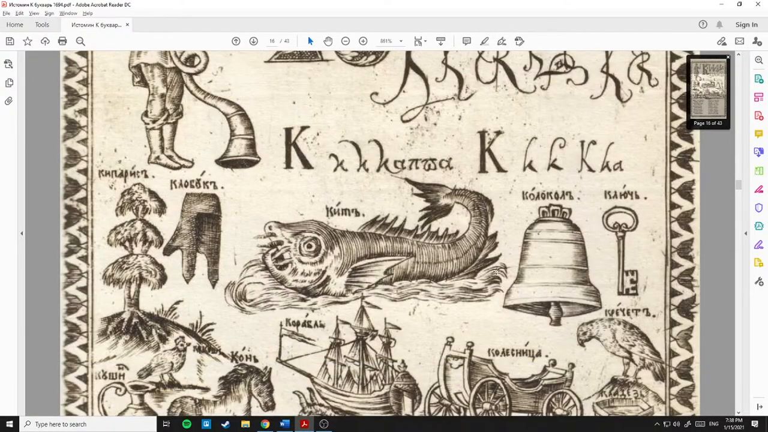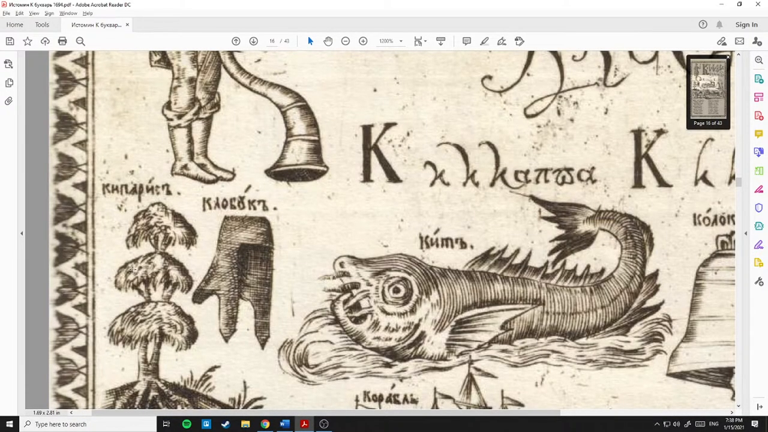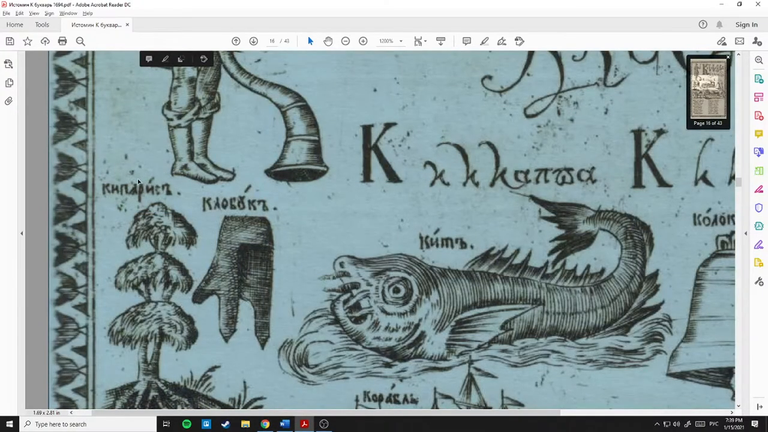So, kit, right? Whale. This is still used in Russian. Then we have kiparis. This has to be Greek. Kiparis. Let's check. Yes, it comes from ancient Greek, from Kyparisos. It means Cyprus, which is a tree, a type of tree. Interesting. This word hasn't changed in Russian. Really? You still use it? Oh, wow.